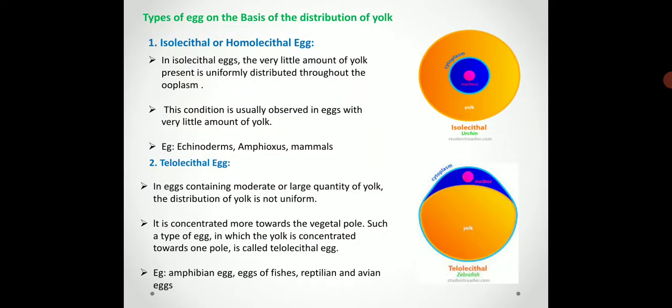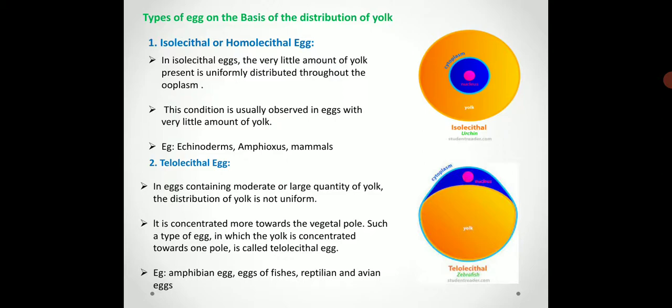Second criteria, the type of egg on the basis of distribution of yolk. This decides whether the distribution is uniform or not uniform. Here the eggs have been divided into three types: Isolecithal or Homolecithal egg, Telolecithal egg, and the third one, Centrolecithal egg.